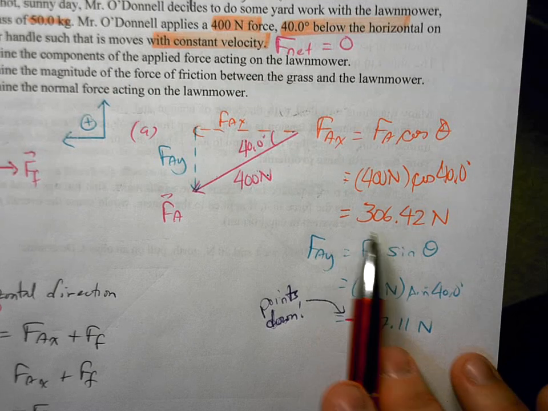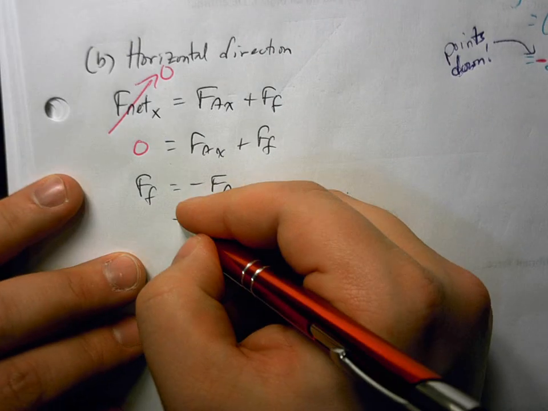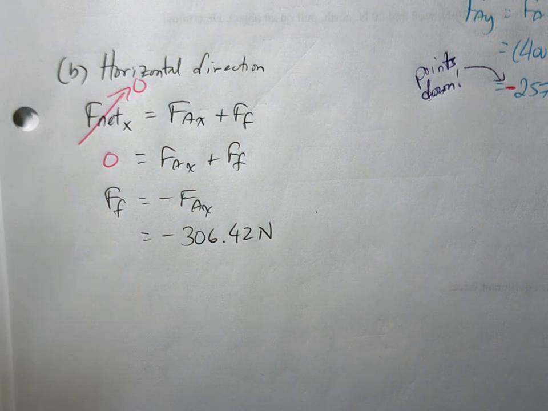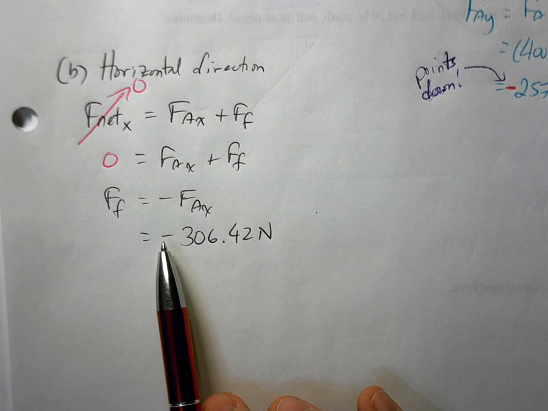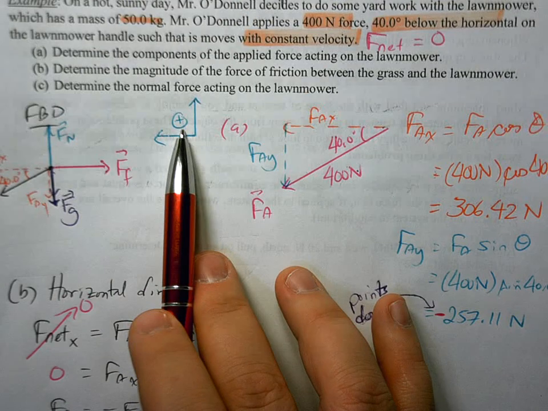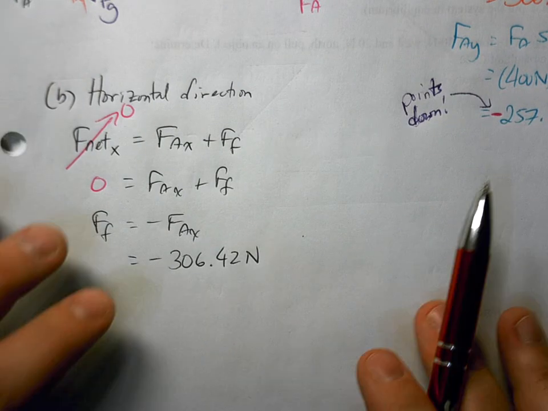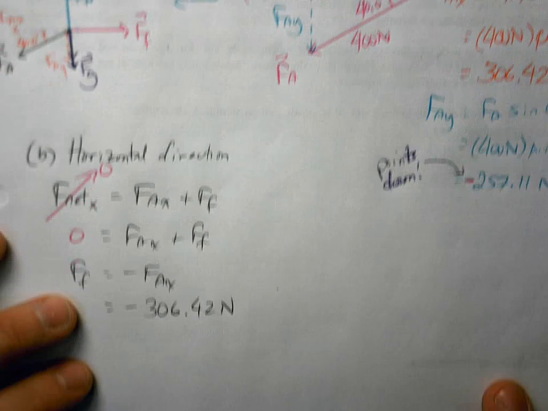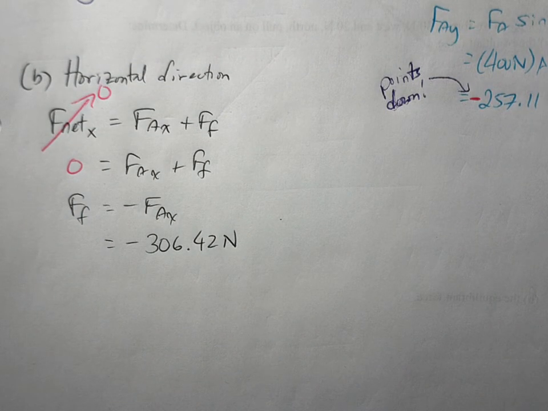Well, we've already found this. We found it's about 306.42 newtons. Now, the negative here is just telling us the direction of the force of friction. We have called left positive. The negative is telling us that the force of friction is going right. So that's good. The sign of our answer is consistent with our free body diagram.